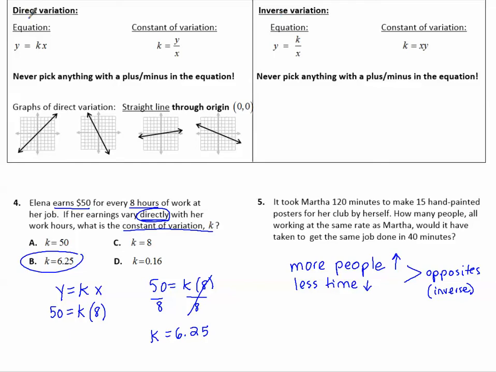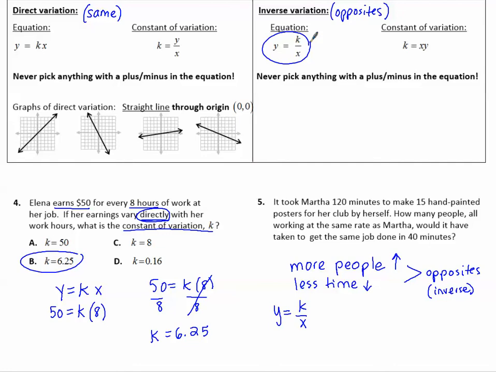Unlike direct variation, direct is another way to think of same, moving in the same direction. Inverse variation, we kind of think of opposites. So we're going to set up an inverse variation equation, y equals k divided by x. This is the equation for inverse variation.